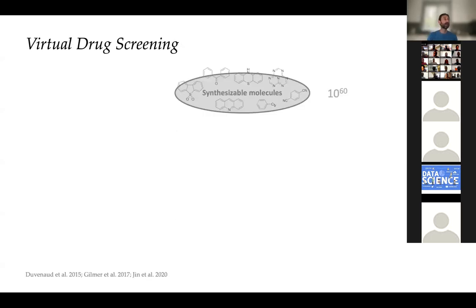And if you look at the space of small molecules that you can, at least in principle, synthesize in the lab, it's extremely large. I think the estimate is about 10 to the power 60. And of course, this is way beyond anything that you can test in the lab, right? So in the lab, you can test maybe hundreds or thousands or maybe tens of thousands of molecules, right?